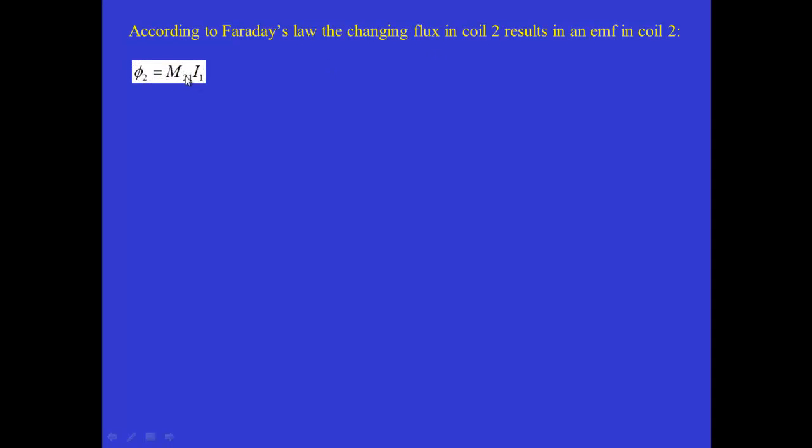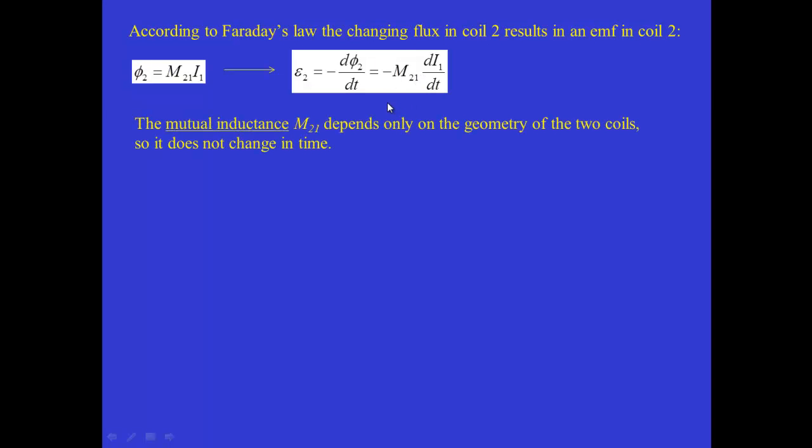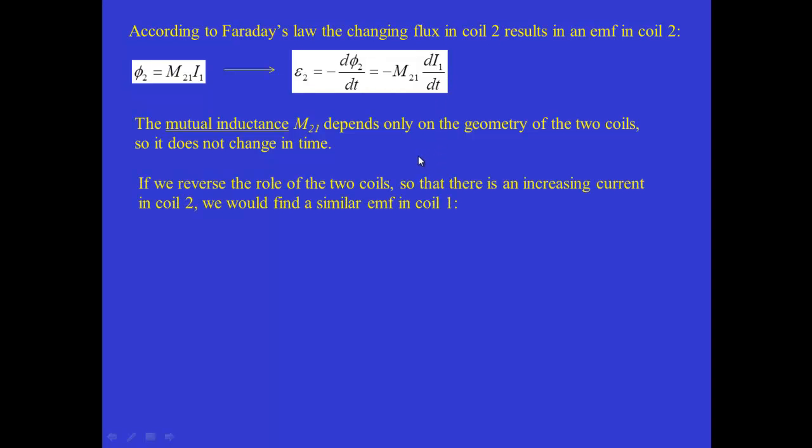So we start with the equation from the previous slide, this definition that introduces the proportionality constant of the mutual inductance. Faraday's law now tells us that the EMF that's induced is minus the time derivative of the flux, and so the M21 is simply dependent on the geometry of the two coils. And as a result of that, it doesn't change in time. So that can come outside of the time derivative, and we have the expression for E2 that's just minus M dI/dt.